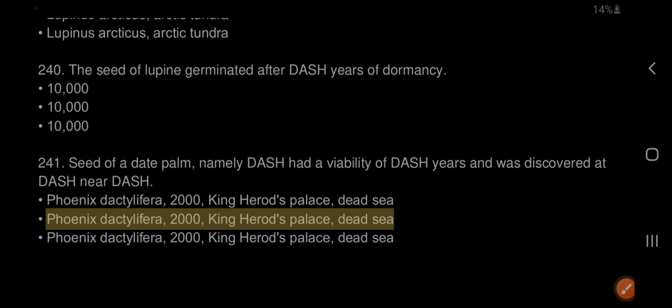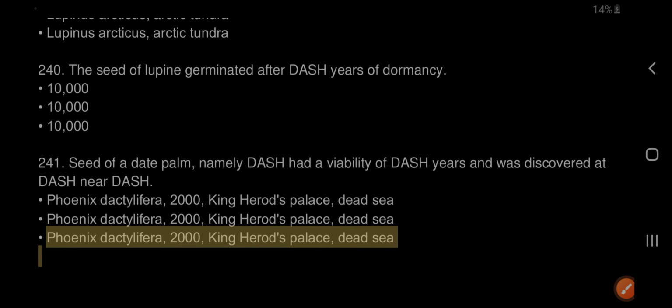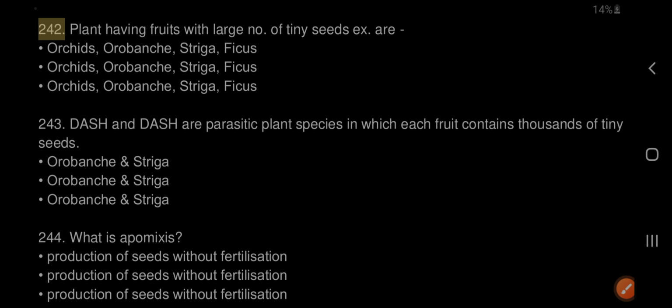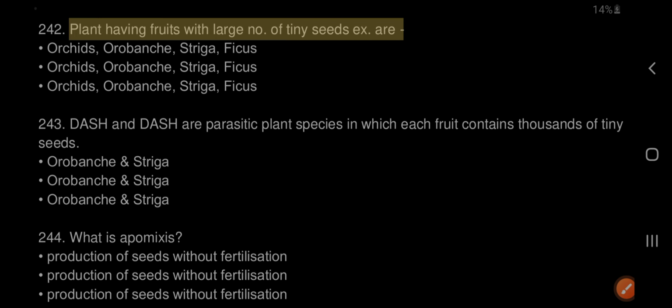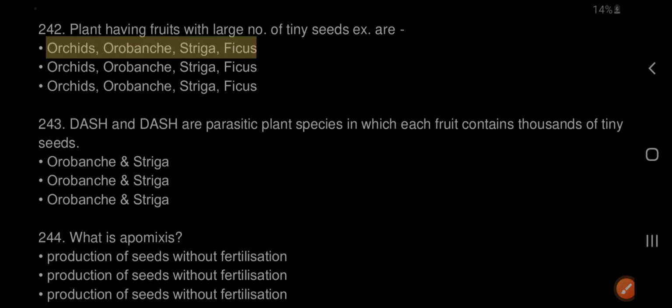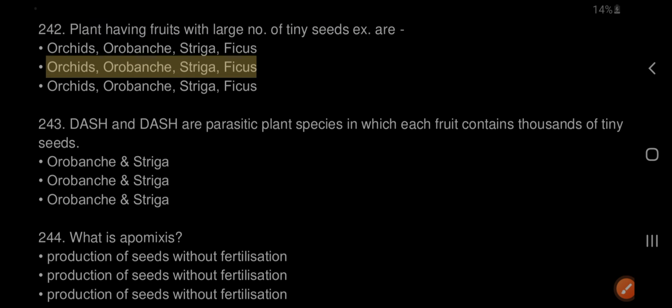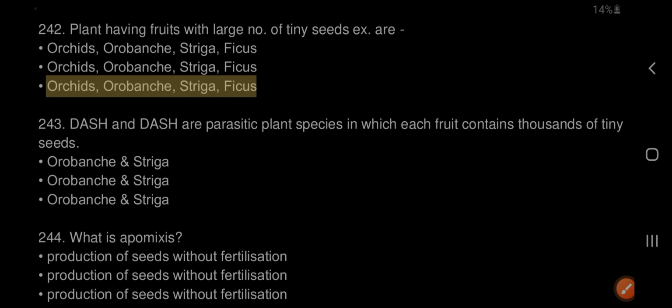242. Plants having fruits with large numbers of tiny seeds are orchids, Orobanche, Striga, Ficus. 243. Orobanche and Striga are parasitic plant species in which each fruit contains thousands of tiny seeds.